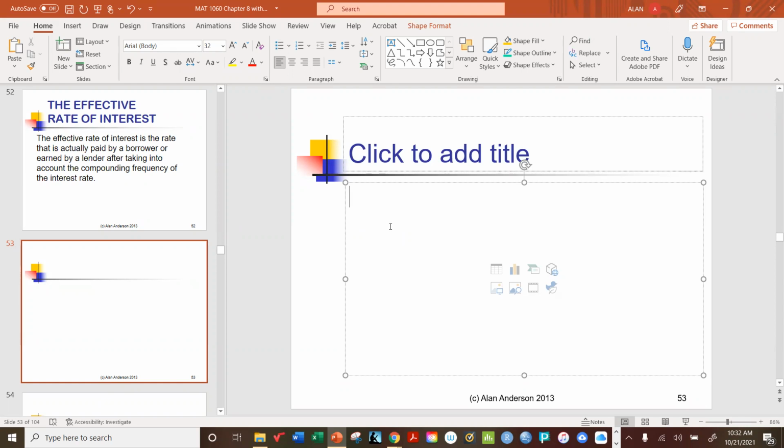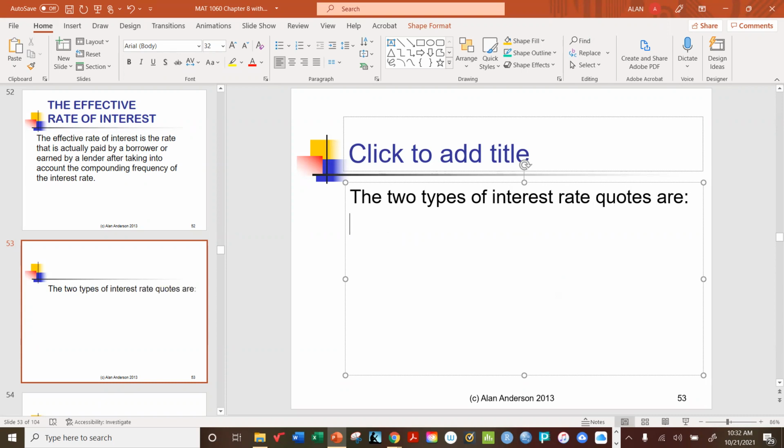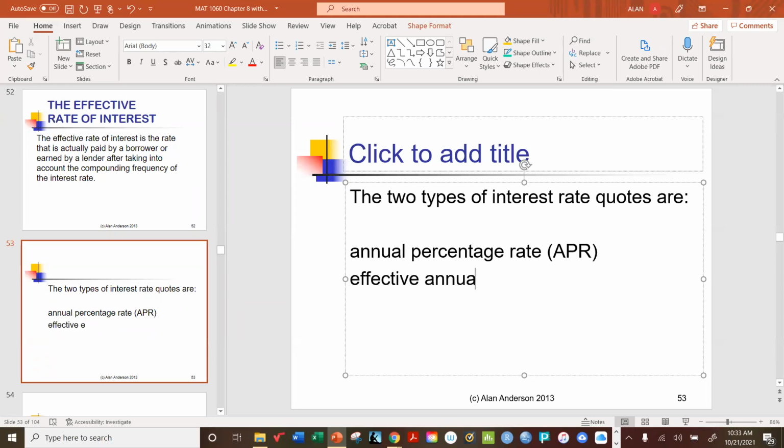Okay, so the two basic types of interest rate quotes, I guess I should say, are the annual percentage rate, APR, and the effective annual rate, which is also known as the EAR.